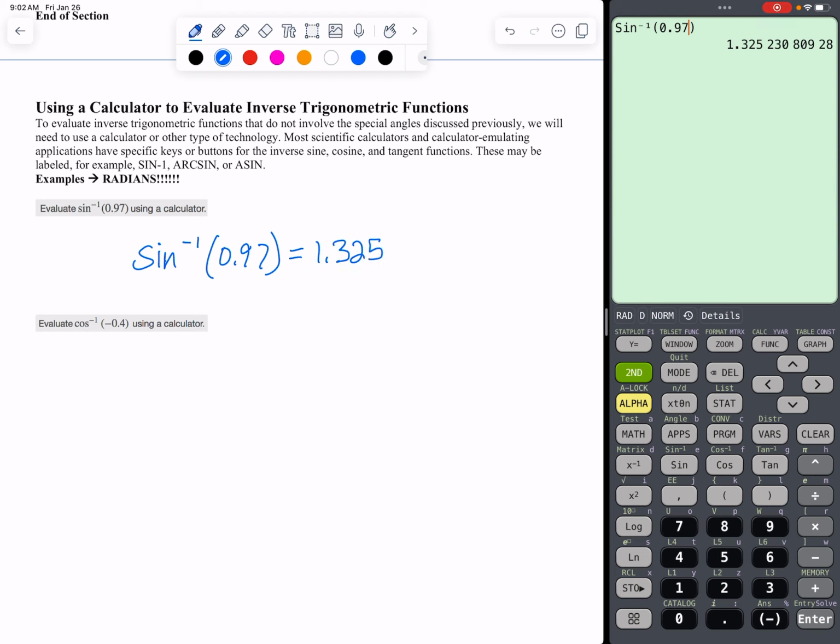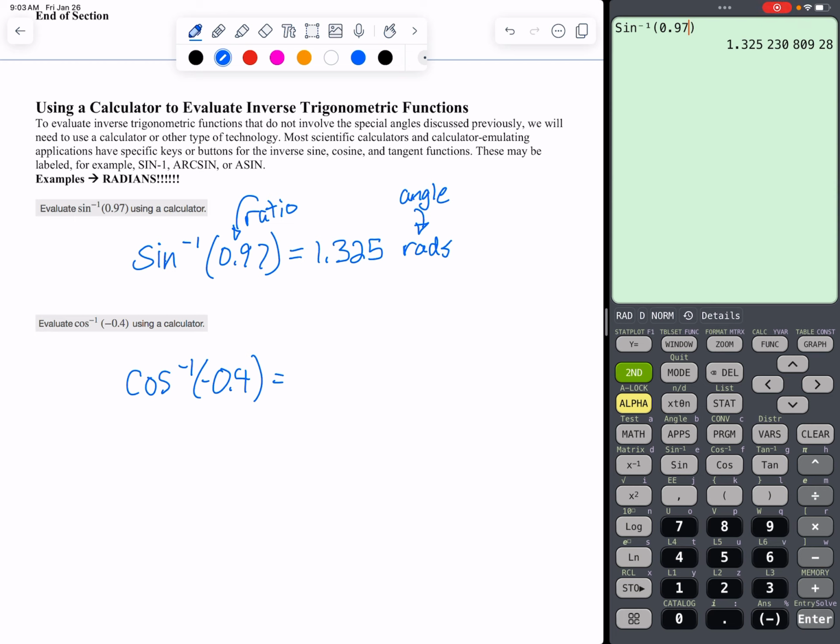This is in radians, right? I put in a ratio. Let's write this in ratio, because I really want you guys to get that, and then this is an angle. A normal trig function, I plug in an angle and get a ratio, but with an inverse, I plug in a ratio and get an angle. It's backwards. All right, now let's do inverse cosine.